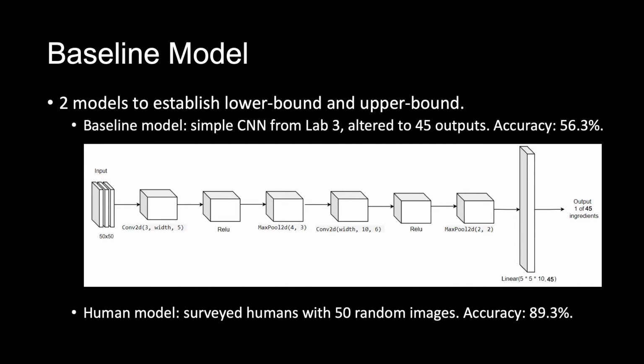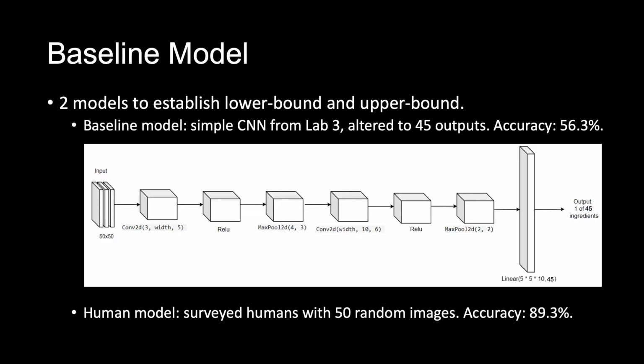Before creating models, we did two tests to determine a rough lower bound and upper bound that we wanted for our model. For the lower bound, we took a CNN we built in Lab 3 and altered it to support 45 outputs instead of 11.